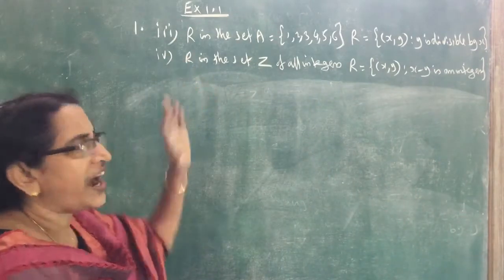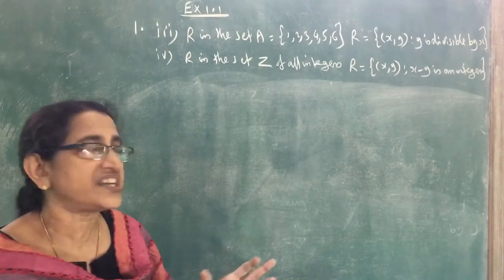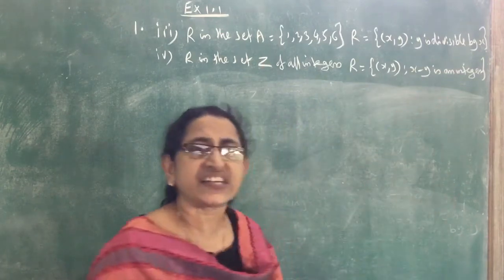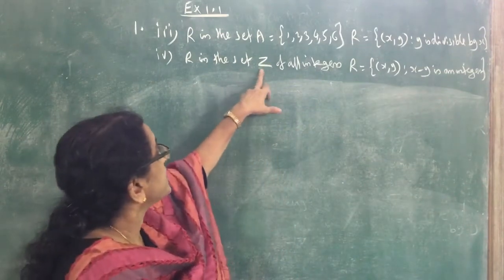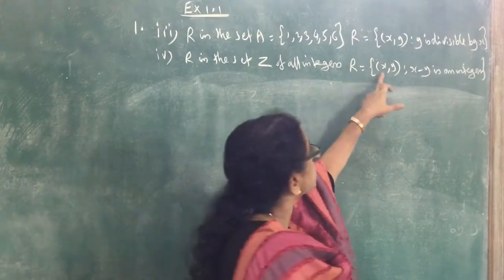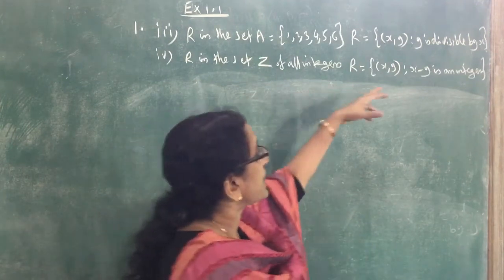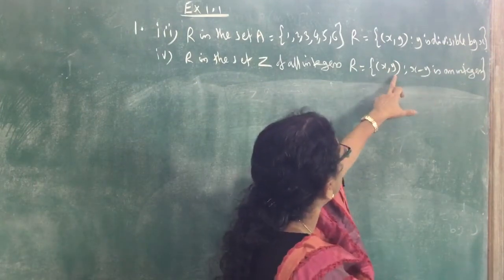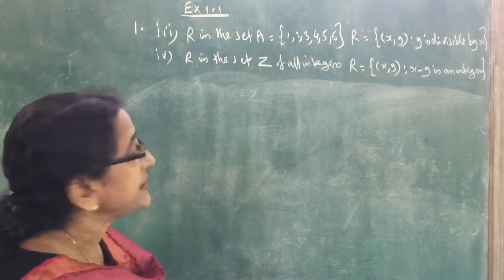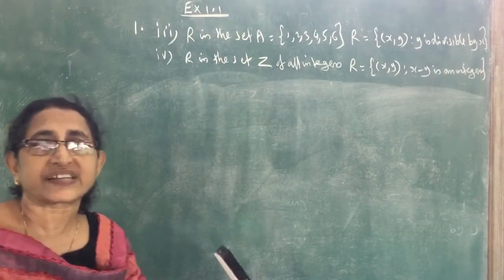R is defined in the set Z of all integers. R is equal to the set of all ordered pairs (x, y) such that x minus y is an integer. Note that it is defined in the set Z of integers, so x and y are elements of the set of integers. If x minus y is an integer, the ordered pair (x, y) belongs to the relation R. We have to check whether it is reflexive, symmetric and transitive.